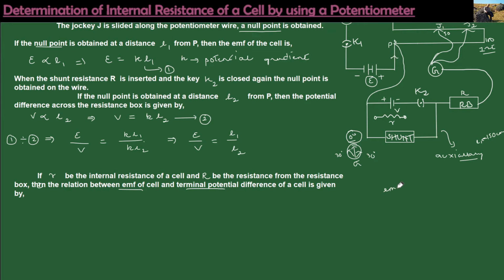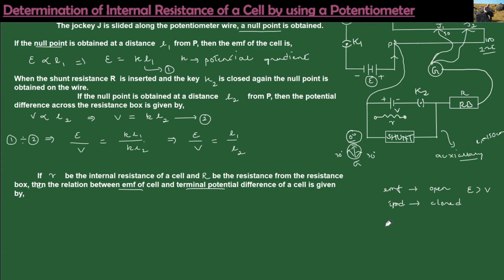The EMF of the cell is nothing but the voltage or potential of the cell in an open circuit, and the terminal potential difference, or TPD in short, of the cell is the potential difference of the cell in a closed circuit. We have also learned that the EMF of the cell is always more than the terminal potential difference of the cell.